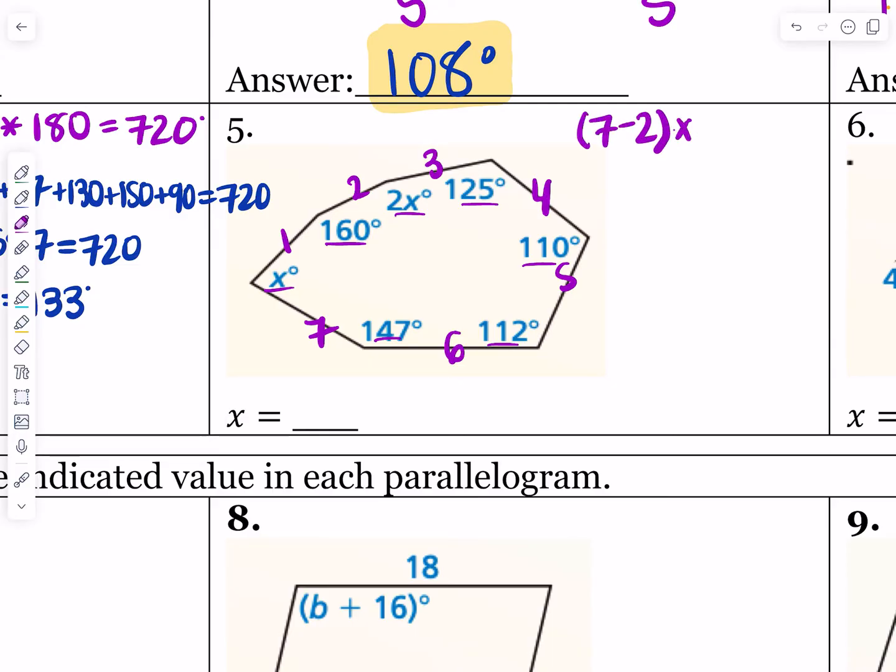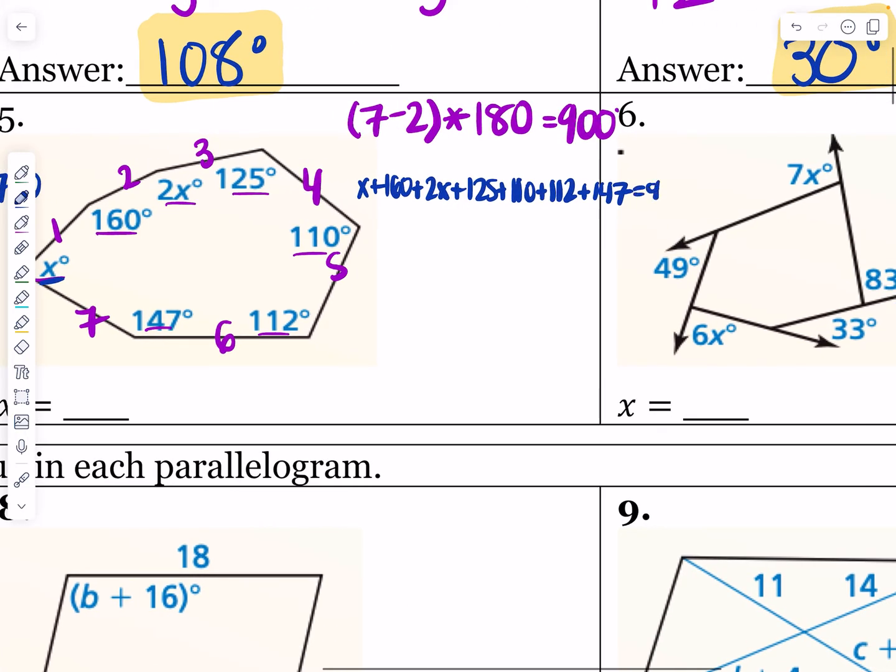So how many triangles would live in there? 7 minus 2. So that'd be 5 times 180. 5 times 180, I believe, gives me 900. And it does. All of these blue angles should have a sum of 900 degrees if I add them all up. So what I'm going to do is write that out. x plus, let's underline it, 160 plus 2x plus 125 plus 110 plus 112 plus 147 should have a sum of 900 degrees.